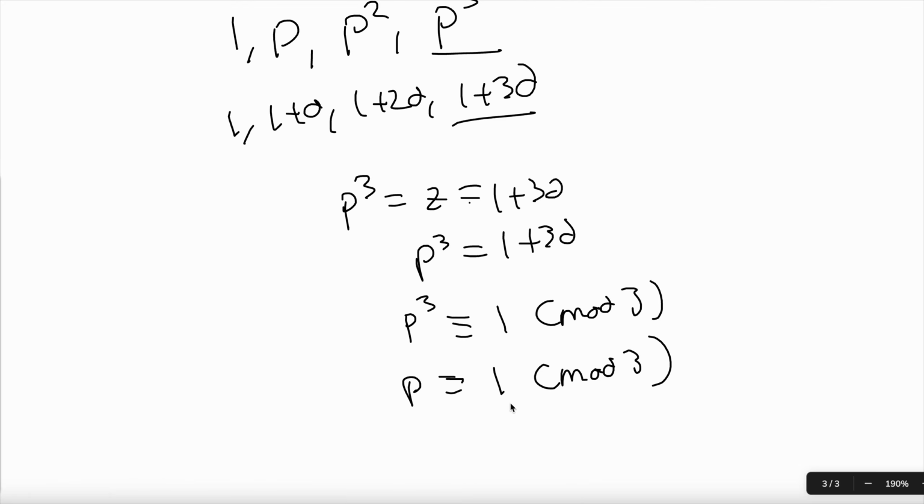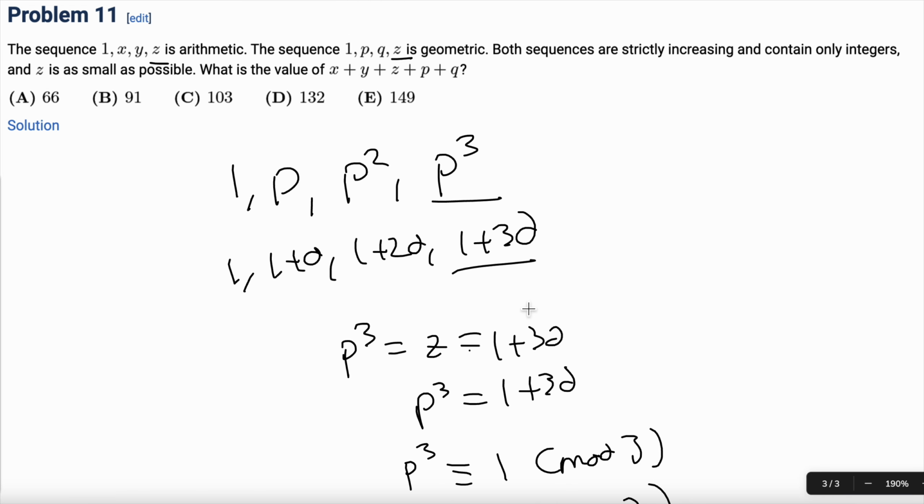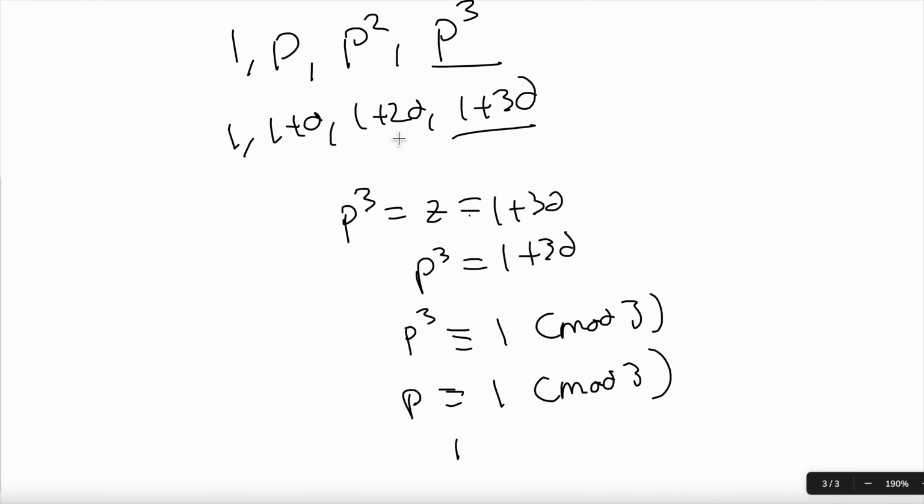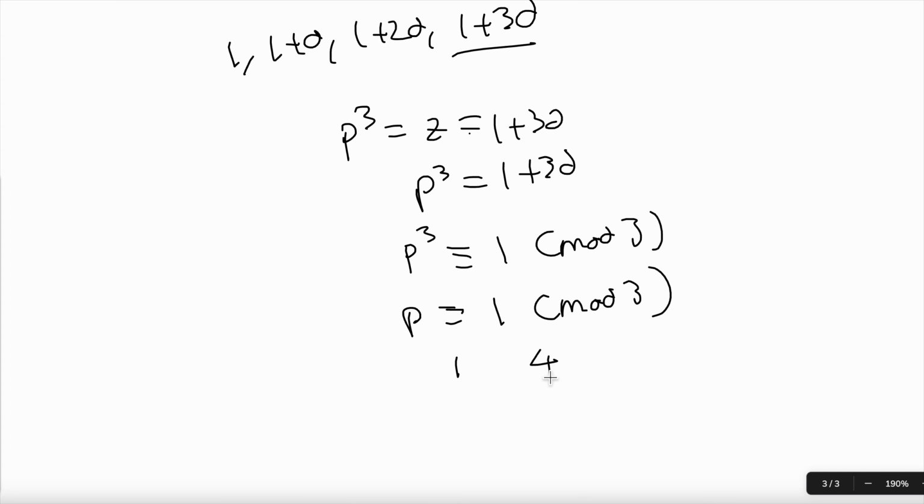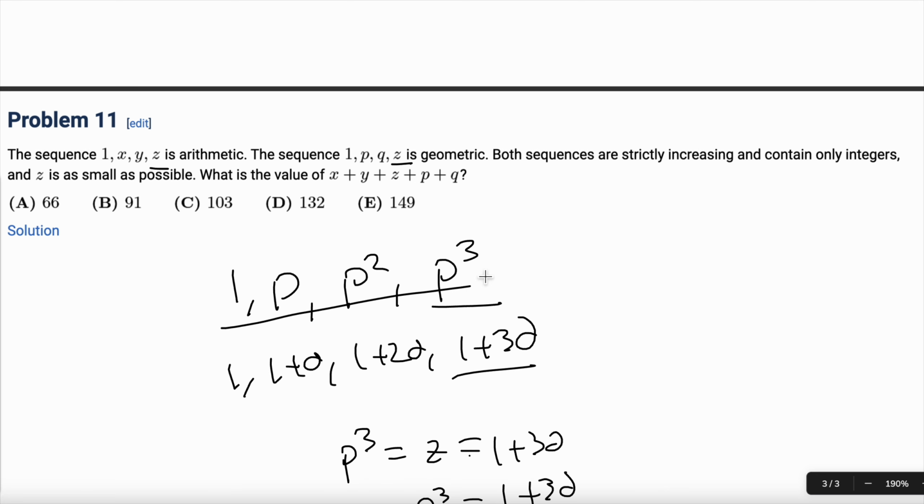What's the smallest value of p that's congruent to 1 mod 3? It's 1. But we can't actually have 1 because they have to be increasing sequences of integers. And if p was 1, we just have 1, 1, 1, 1. That doesn't work. So what's the next smallest value? It's 4. So p equals 4 is the smallest. So we get 1, 4, 16, and 64. That's our value. And z is going to equal 64.